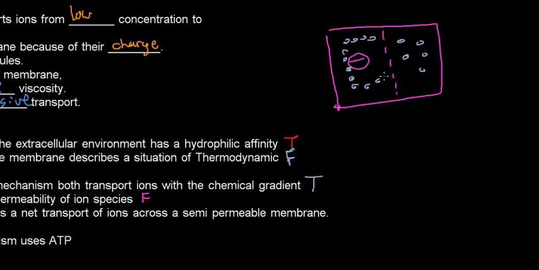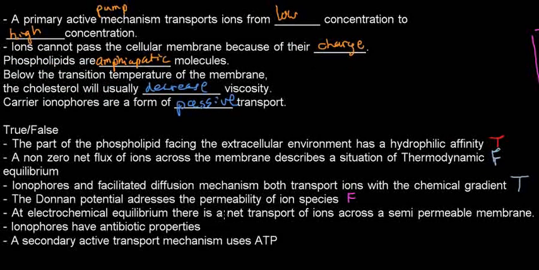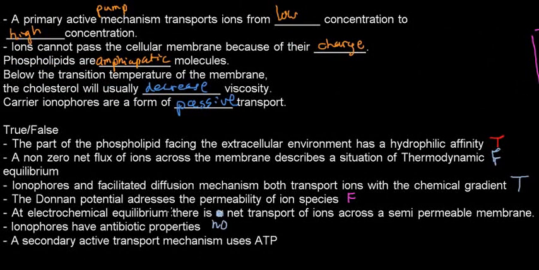Let's assume these blue dots are all positively charged. For each blue dot going here, because it's with the chemical gradient, because there's low concentration there, one blue dot goes in here because there's a very negative charge. And this is electrochemical equilibrium, and there's really no net transport. Otherwise, it wouldn't be called an equilibrium. So if I'm trying to fix this: at electrochemical equilibrium, there is no net transport of ions across a semi-permeable membrane. Yes, I agree with this. So I would mark false for this one.